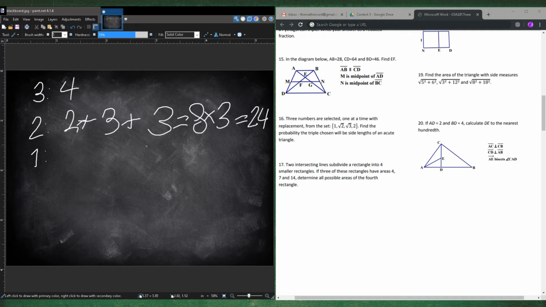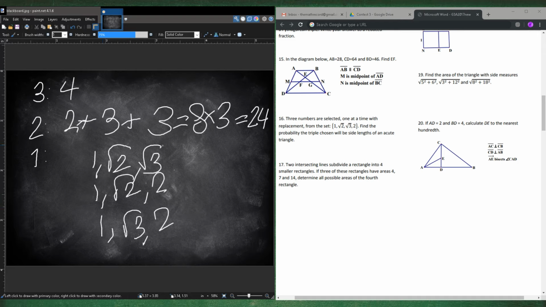Okay. And now, number 1, there's only 4 combinations because it's just 1, square root 2, square root 3. This is 4 choose 3. So it's just 4 factorial over 3 factorial over 1 factorial, which is just 4. So you have 1, square root 2, square root 3; 1, square root 2, 2; 1, square root 3, 2; and square root 2, square root 3, and 2. This is a right triangle, so this doesn't work.